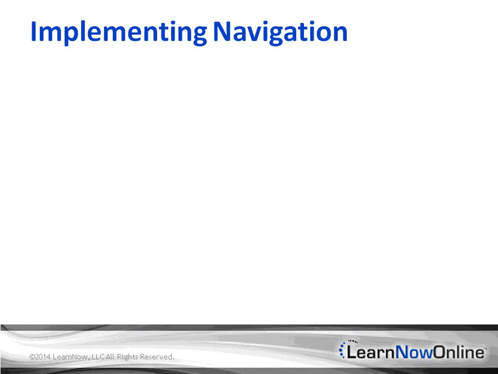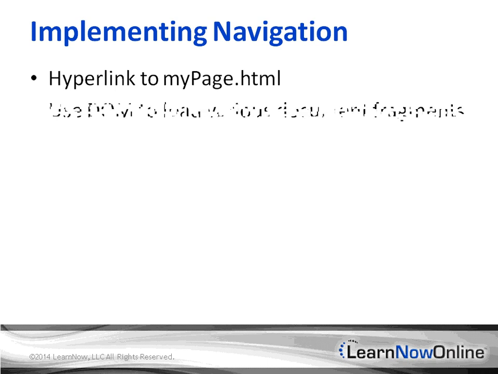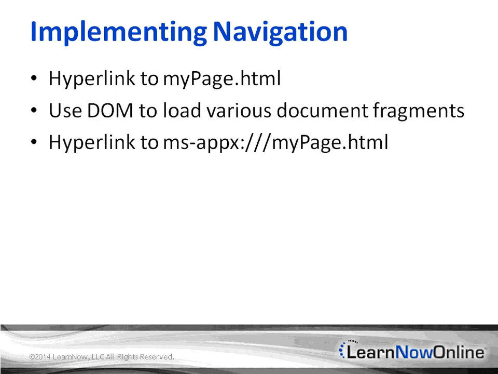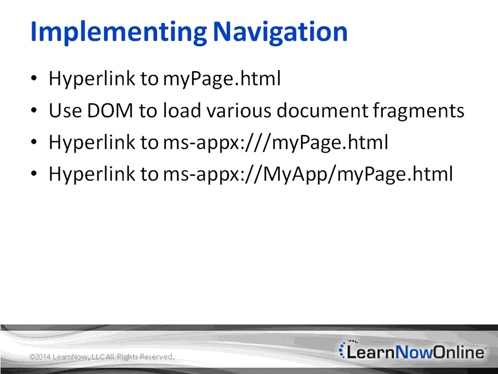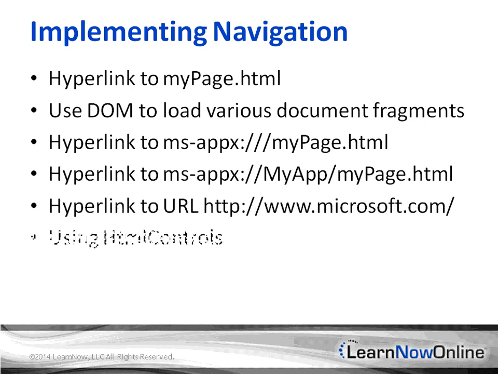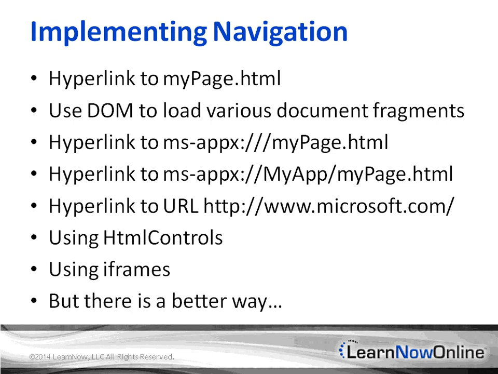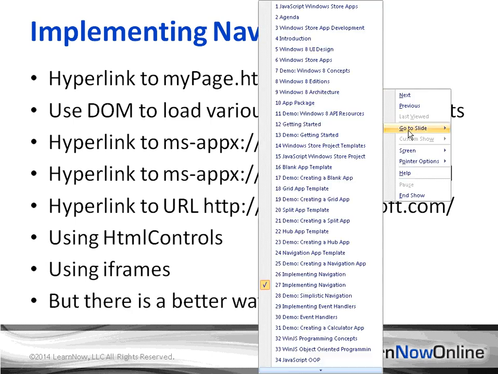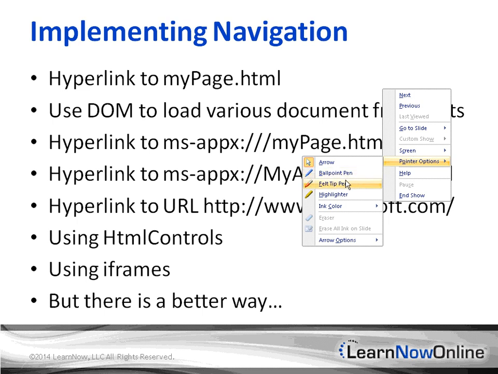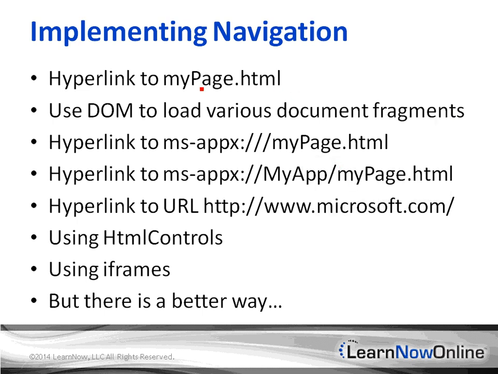So let's talk about implementing navigation. There are a number of alternatives we have for implementing navigation in a Windows 8 application. And so let's talk about some of these. First of all, you can just use a hyperlink, but that's not considered good, as we've seen in the previous demonstration.